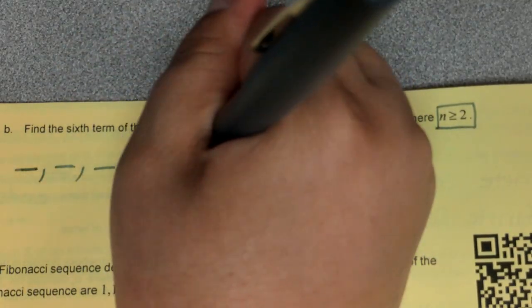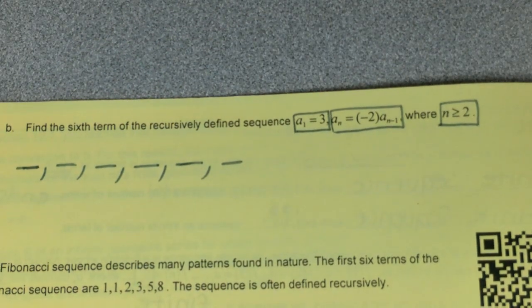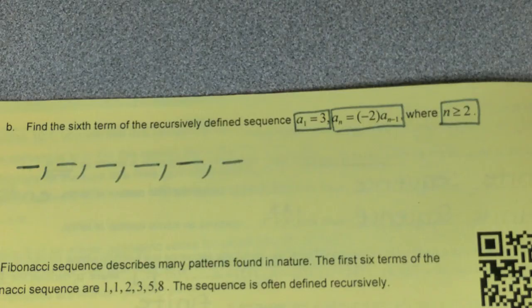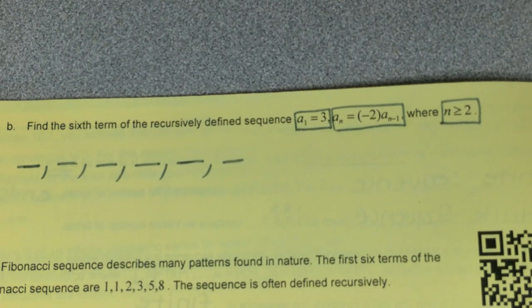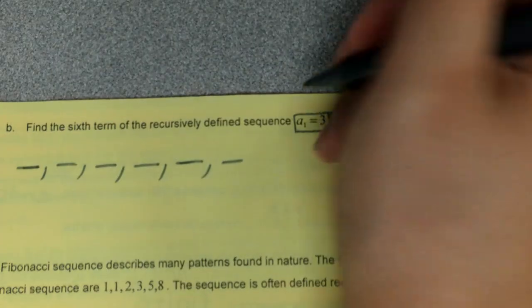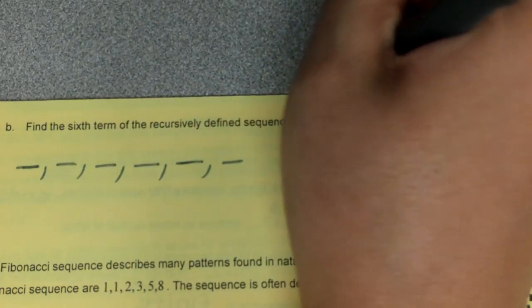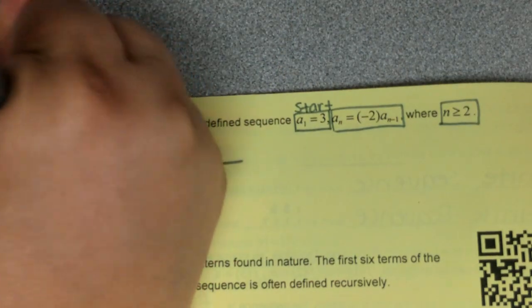So, I want which term? You can't just plug in 6 with a recursive formula. You can only do that with explicit formulas. With a recursive formula, you have to find every single term before the 6th term. Well, what's the only thing we know right now? This is the start. We know the first term is 3.